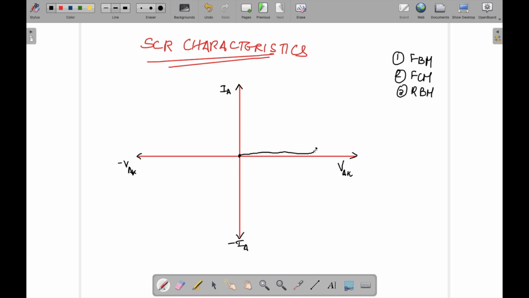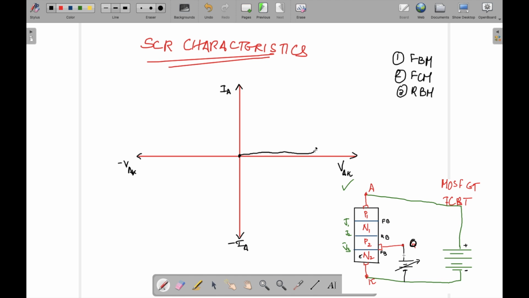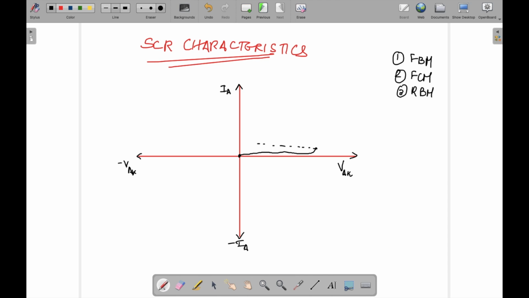Okay, now what I did is, I started applying gate. So when I started applying gate, what would happen? Suddenly our junction J2 will turn off, right? It will get forward bias, and then the electrons can easily start flowing. Okay, so then you can see there will be a sudden drop in voltage, and the current suddenly increases. Okay, so this is what is called as the transition from the forward blocking mode to forward conduction mode.